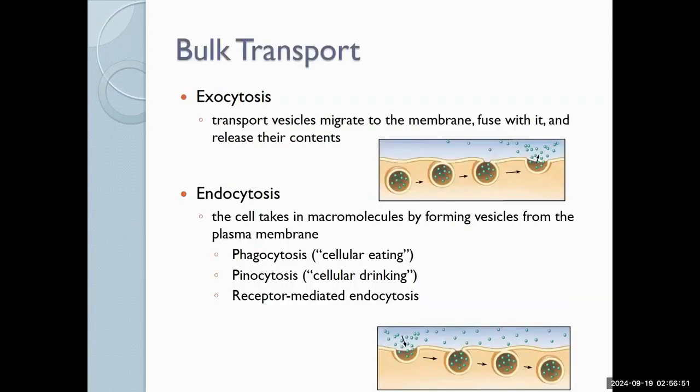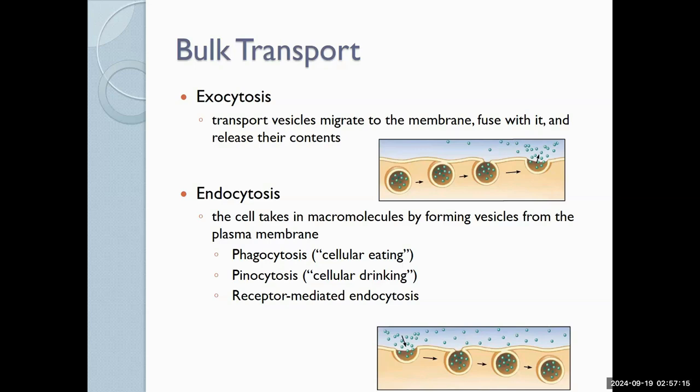Sometimes things move as individuals across the cells. Sometimes things move in bulk. So I want to talk about the bulk transport of vesicles, exocytosis in comparison to endocytosis. Exo means exiting the cell, moving things out, releasing debris outside the cell. Endo means inside, taking things in.